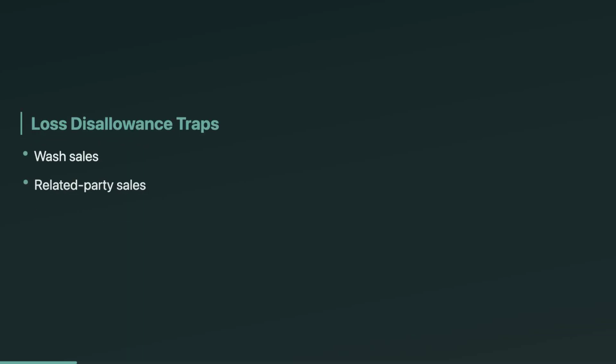A lot of capital loss questions are really loss disallowance questions. The IRS is fine with you having losses. They just don't want you creating losses by selling to yourself, your spouse, or your own entities, then buying right back in. On the EA exam, these show up as quick fact patterns. Your job is to spot the trap and know what happens next. Disallow, adjust basis, or delay the loss.